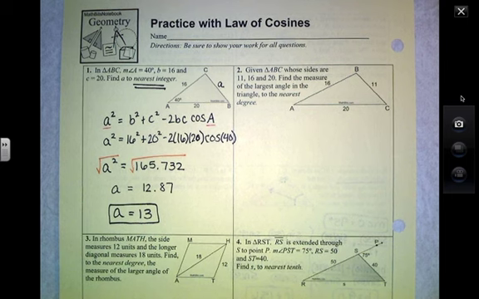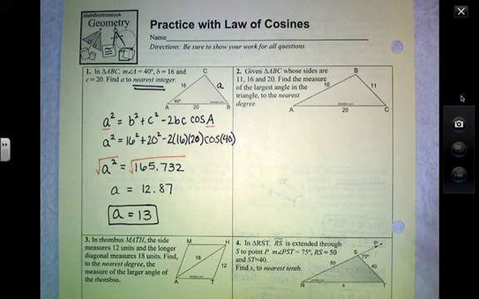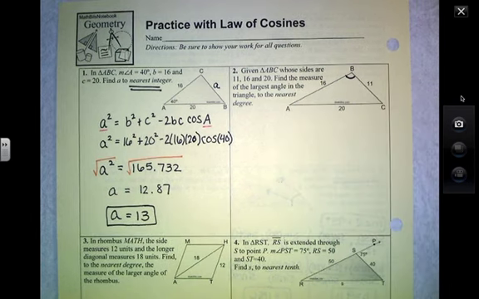We have triangle ABC. The sides are 11, 16, and 20. Find the measure of the largest angle in the triangle to the nearest degree. So if we think back to when we learned about triangle inequalities, we learned that the longest side is across from the largest angle. So the longest side is 20, which means angle B is going to have to be the largest angle of the triangle. So now I know that I'm solving for angle B.